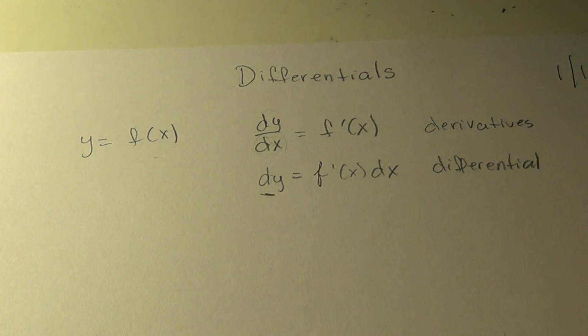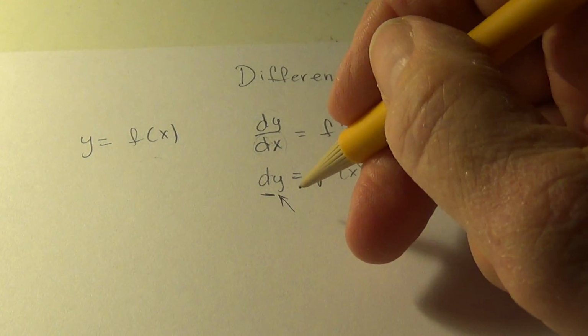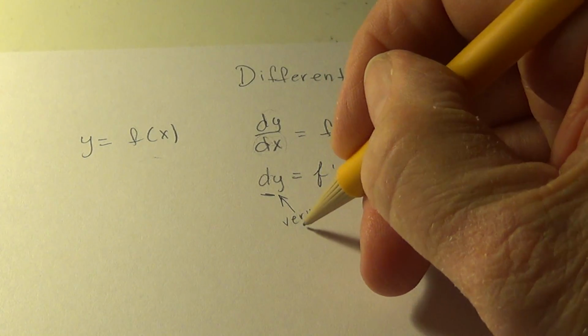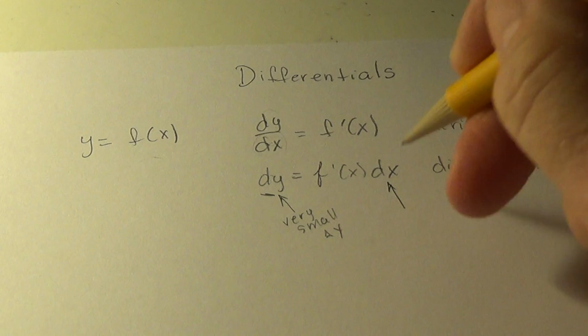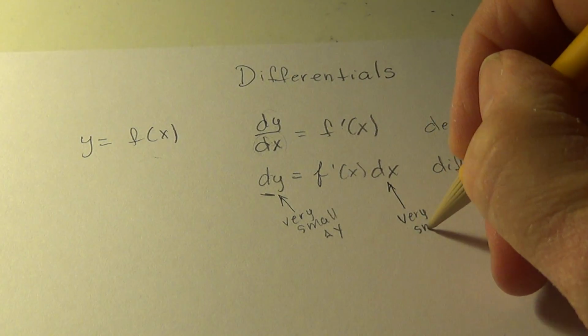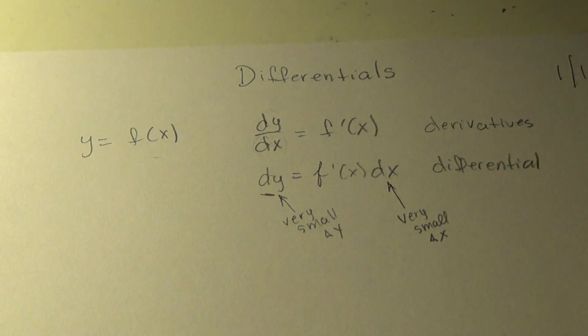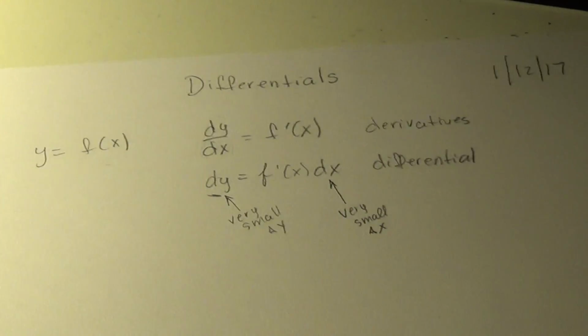So this differential indicates that this is a very small change in y, and this is a very small change in x. Alright, we're going to use them to approximate the values of certain functions, and we're also going to use them to approximate small changes, or even call them errors. So we'll see how that works.